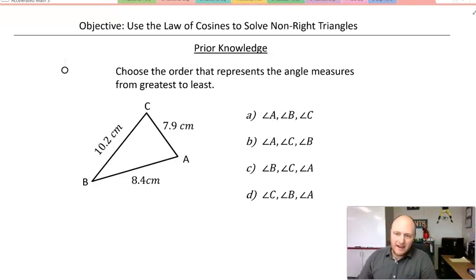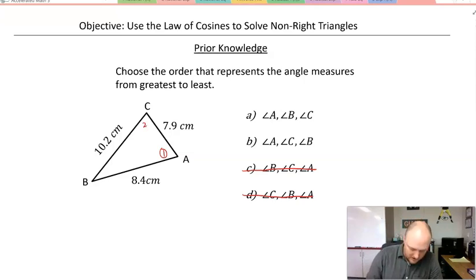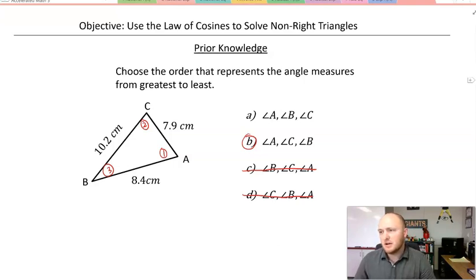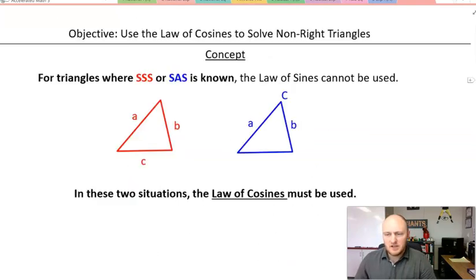So if I have the largest side, that's going to correspond to the largest angle. So angle A would be our largest angle, so A and D are going to go out the window. Then our next largest side, it looks like 8.4, well that's opposite angle C, so angle C is going to be our next biggest angle, and then our smallest itty bitty angle is angle B. Okay, so option B there was our final answer.